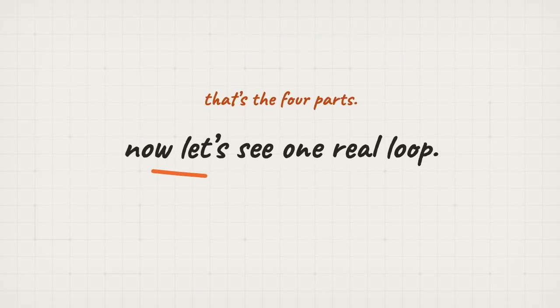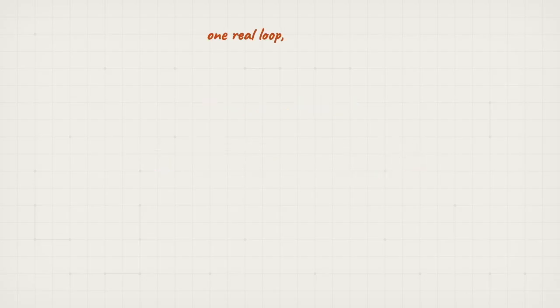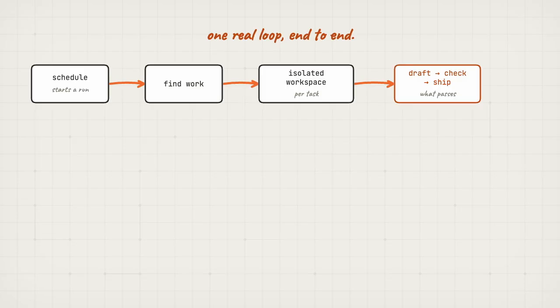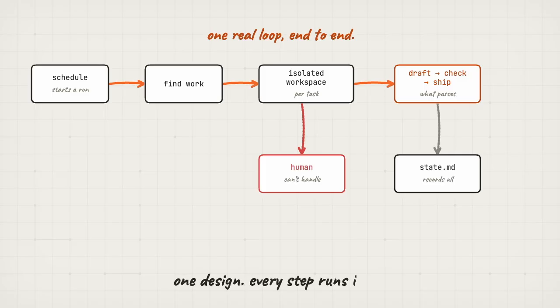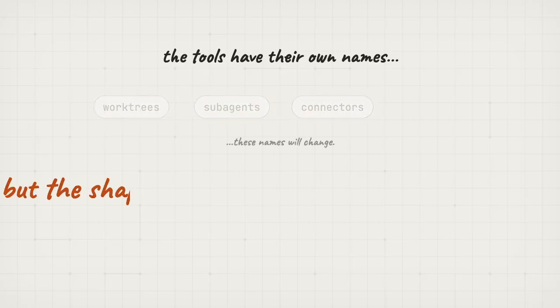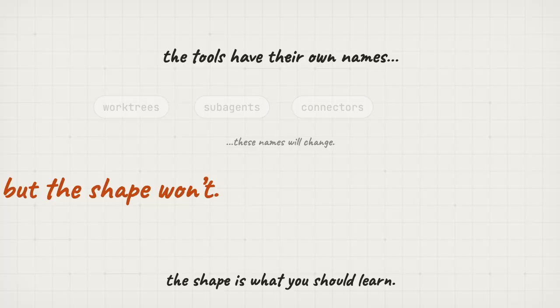Now let's put them together and see how one real loop looks. A schedule starts a run, the loop finds work, each piece of work gets its own isolated workspace, then it drafts, checks, and ships whatever passes. Anything it can't handle goes to a human, and the state file records all of it. Now, the tools have their own names for these work trees, subagents, connectors. Those names will change, but the shape won't change, and the shape is what you should learn.